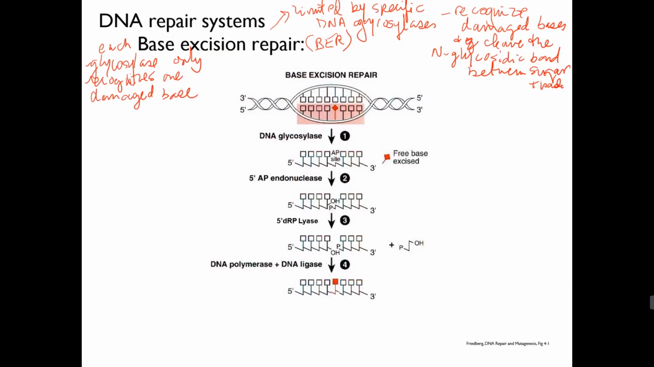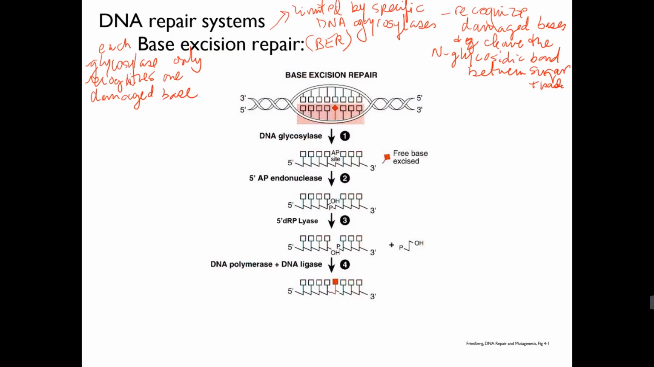So if you have some new alien form of base damage that may arise, there would be no system present to recognize it, because the whole pathway depends on the action of these specific glycosylases that we're going to talk about. Plus, if you have different kinds of base damage that arise at high frequency, you can devote these specific enzymes to repair of those specific damages, but it makes the system limited in terms of the scope of what kinds of damage it can deal with.